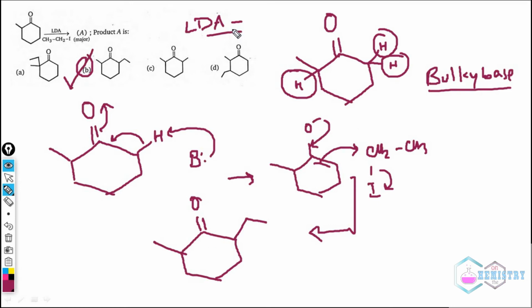Now if this base is anything else, like in the previous case where we used KH as base, in this case also if we use KH, then A would be the major product, as it is a small base and it will abstract this hydrogen. But as LDA is a bulky base, it will abstract the less substituted hydrogen, and option B will be our final product.